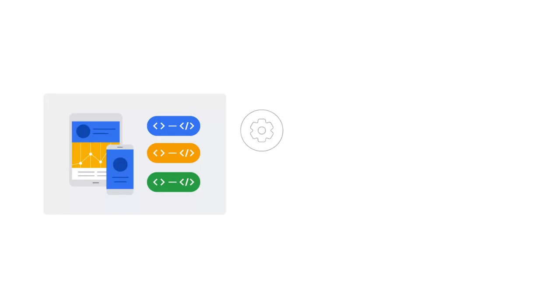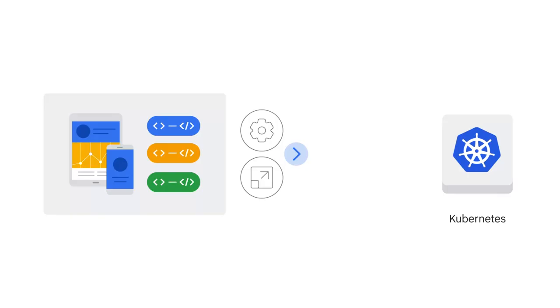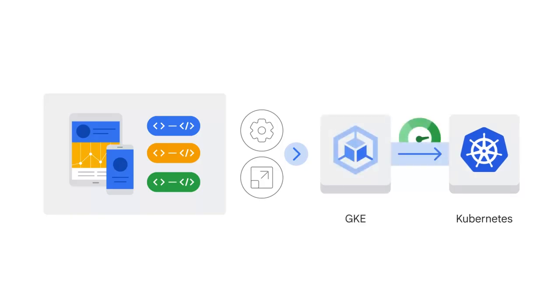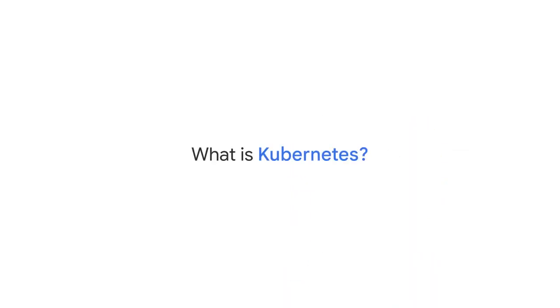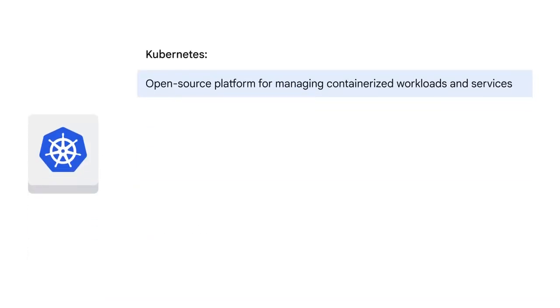A product that helps manage and scale containerized applications is Kubernetes. So to save time and effort when scaling applications and workloads, Kubernetes can be bootstrapped using Google Kubernetes Engine, GKE. So what is Kubernetes? Kubernetes is an open source platform for managing containerized workloads and services.